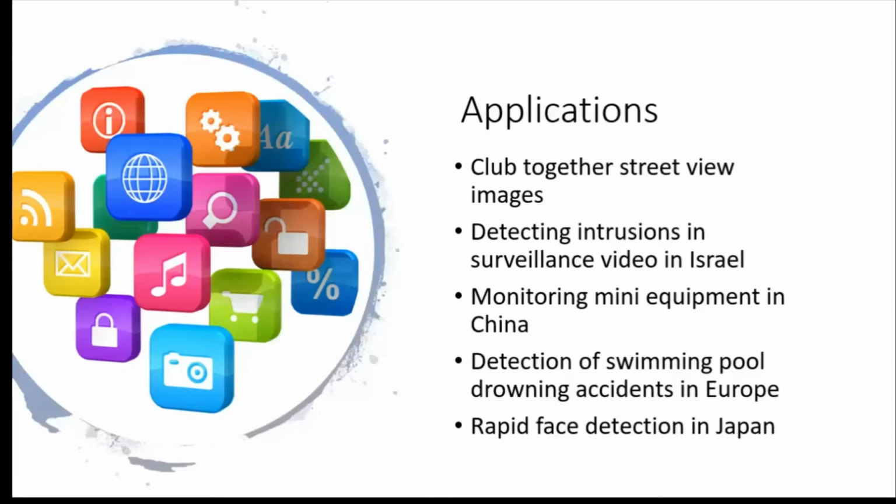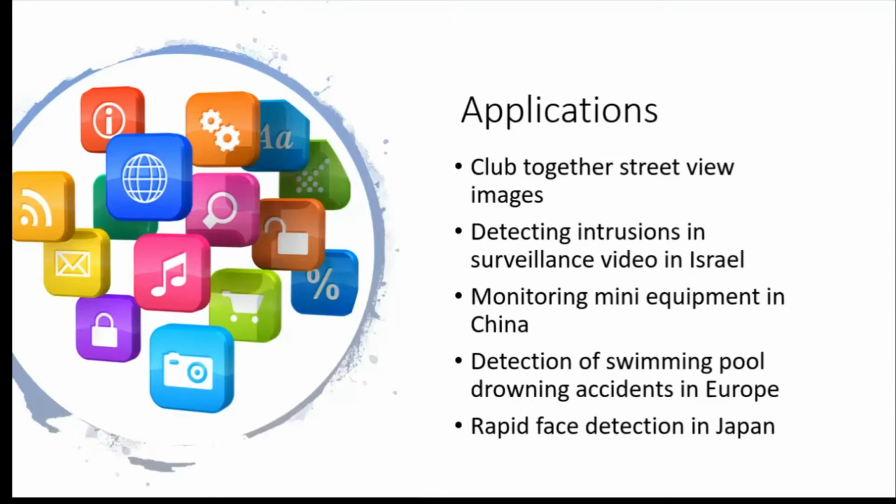Now, the applications for OpenCV are that you can stitch street view images together. That means you can club many images together to form a holistic view. It will give you the entire picture, a roadmap for that entire view.